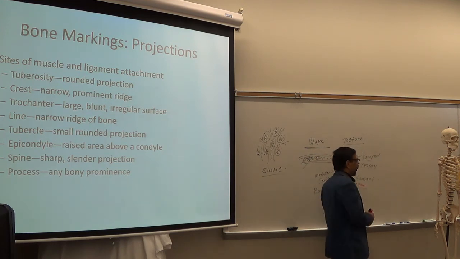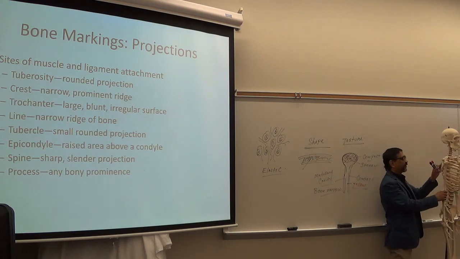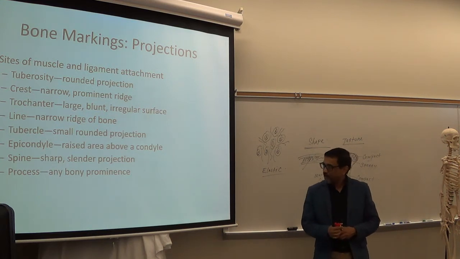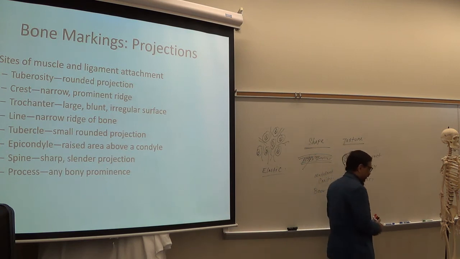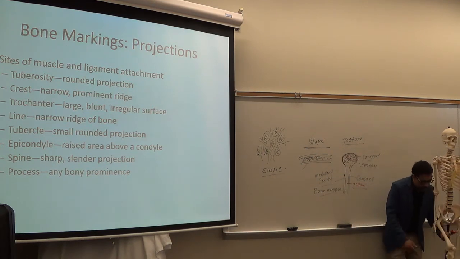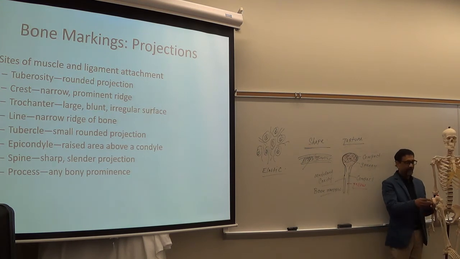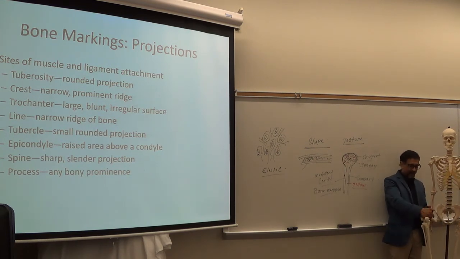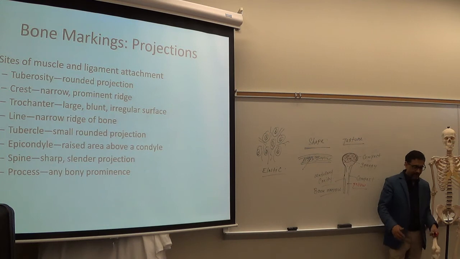Tubercle, a small round structure, greater tubercle, lesser tubercle, in the upper part of the humerus. You have seen that, greater and lesser tubercle. Epicondyle, you must remember condyles. At the lower end of the femur, you have two large condyles, right? These are the condyles. Remember that, everybody? But you see here, above the condyle, you have another round structure that is called the epicondyle. So it is like sitting on the condyle.